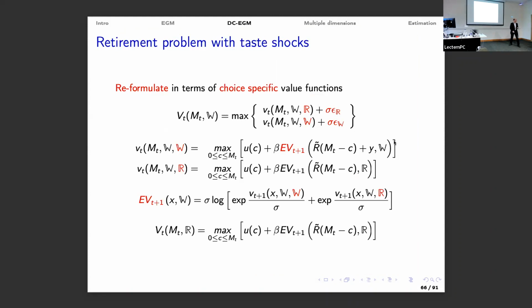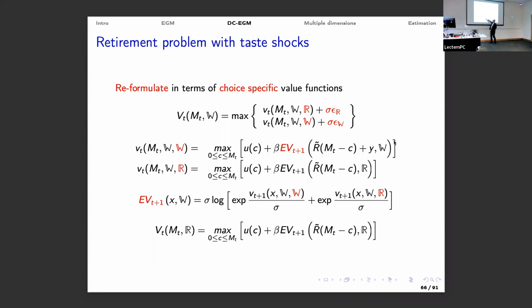And so we need to rewrite the problem a little bit. Now sigma is going to be a scale parameter on the discrete extreme value taste shock, epsilon over there, and we're writing the deterministic part of the value function, which becomes the choice specific value function, as the one with two W's, or W and R. The first W refers to the state. This is the choice specific value function for the worker to remain working, and correspondingly, the choice specific value function for the worker to take retirement. Everything else is pretty much the same as before.